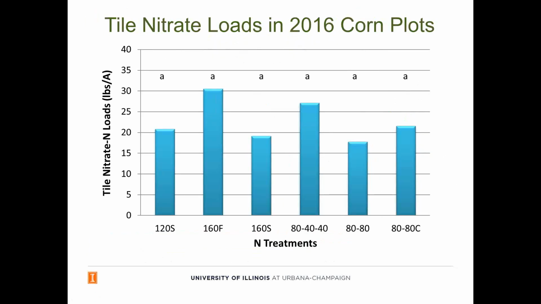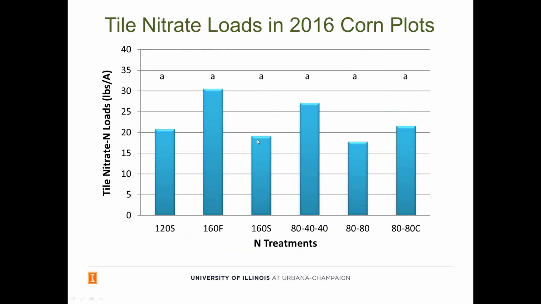So here are our tile loads in pounds per acre. Again, you see A's all across there. This is not significantly different. It's close to being significantly different. We've used a very conservative statistical evaluation here. It's called the Tukey's pairwise comparison, and so it does a better job of eliminating false positives, but it makes it hard to get significant differences.